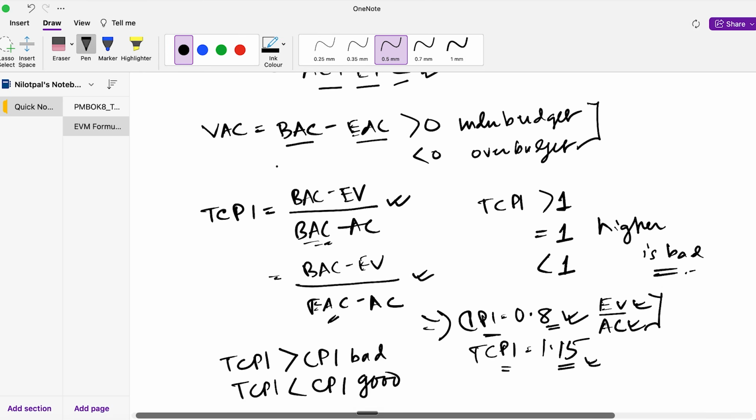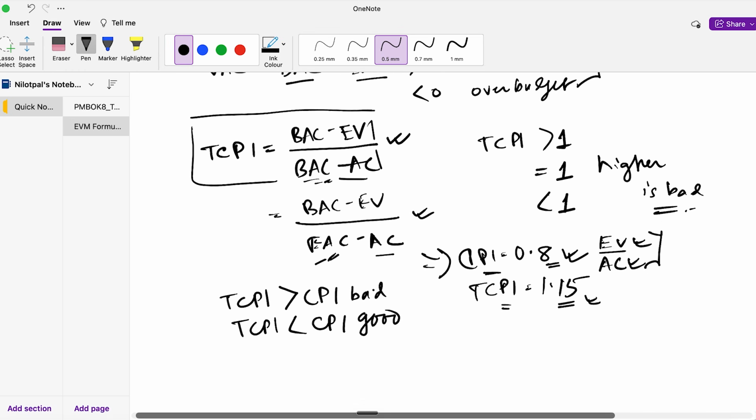So in terms of your formula, what you need to remember is that for TCPI, there are two variants. First is BAC minus EV divided by BAC minus AC if your project is at your original budget. However, if your project budget was revised, it is calculated with EAC minus your actual cost as the denominator. And that is all you need to remember as part of your PMP exam.